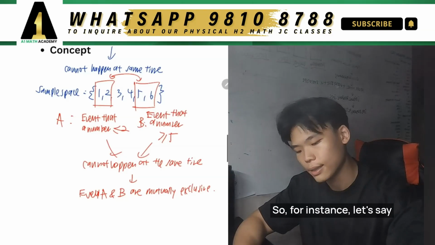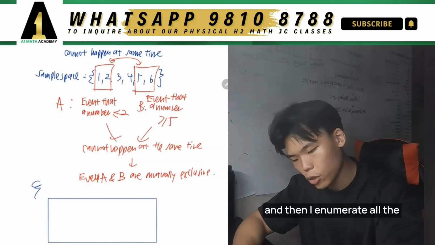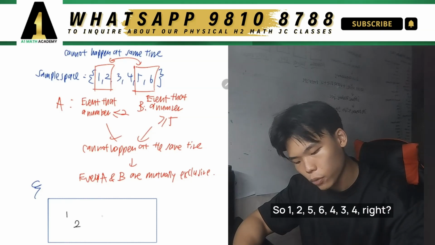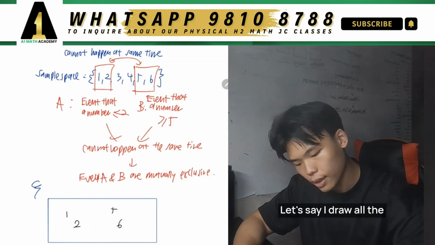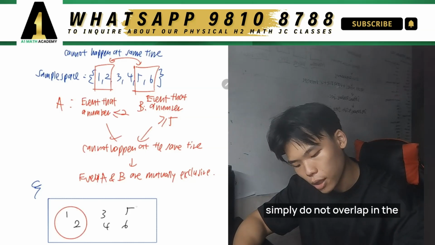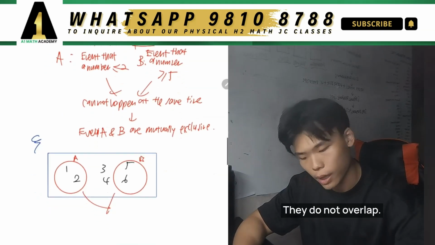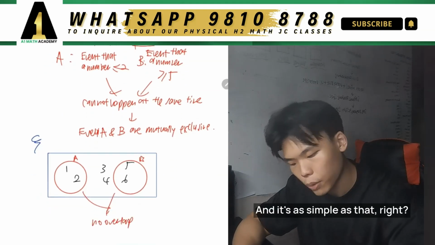So for instance, let's say I draw a Venn diagram like that, and then I enumerate all the different possible outcomes. So 1, 2, 5, 6, 4, 3, right? Let's say I draw all the different possible outcomes. You see that these two simply do not overlap in the Venn diagram over here. They do not overlap. No overlap. And it's as simple as that, right?